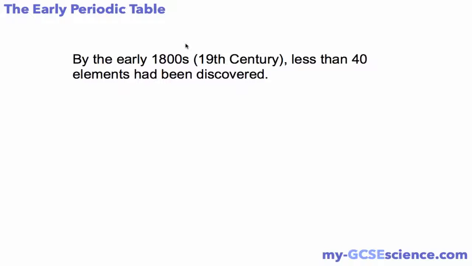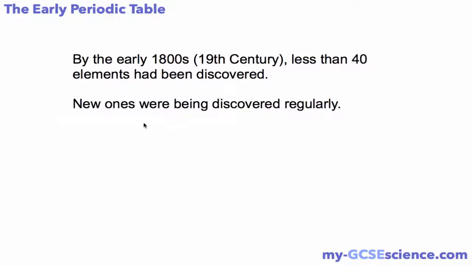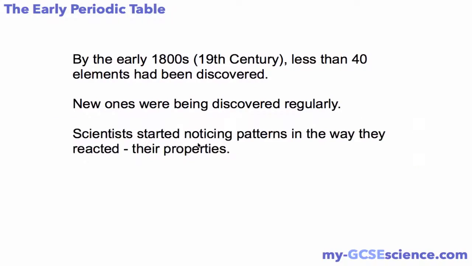In today's video we are looking at the history of the periodic table, and we're going to look at the contribution of a couple of key scientists who contributed to this periodic table looking as it does today. Now, a good starting point is the early 1800s, and remember, by 1800s we mean the 19th century. We have less than 40 elements that had been discovered. There were new ones being discovered regularly, around about one every year or so.